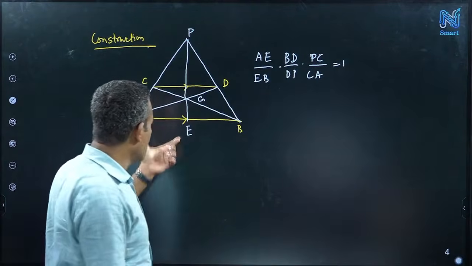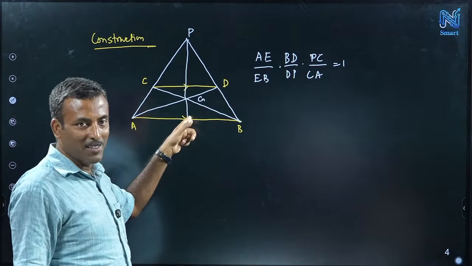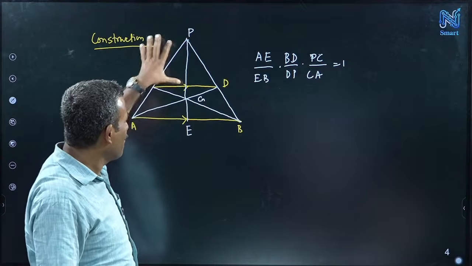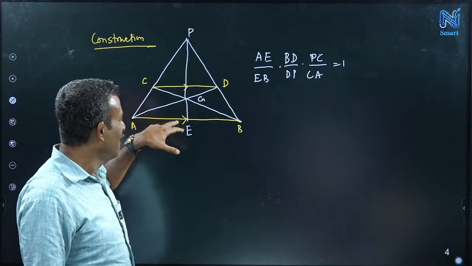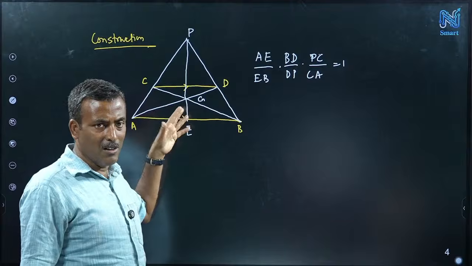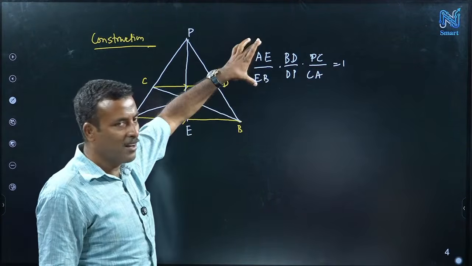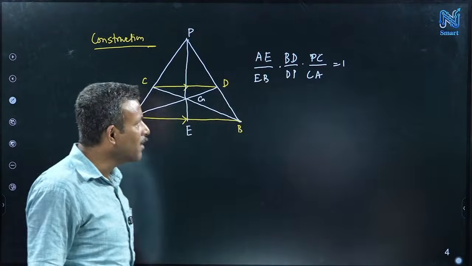Now we have to prove E is the midpoint; we guess. We do not know, there is no other point we can find, so we can only find it this way. My guess is E must be the midpoint. That means we have to prove AE by EB is 1, that this part is 1. Is this part 1?